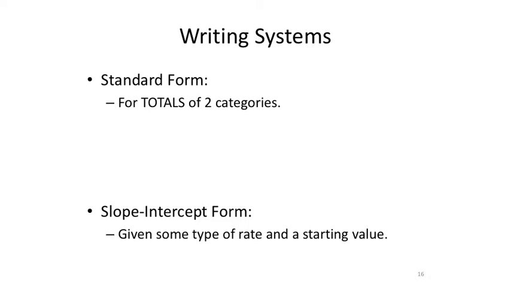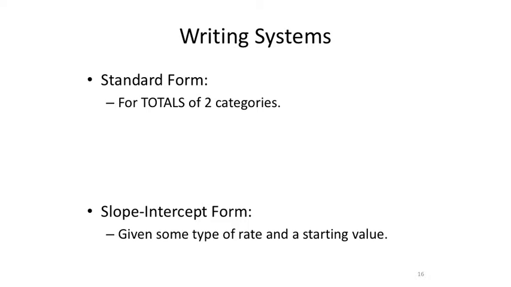But if you want to write them in standard form, usually we're going to end up with totals for two categories, like tickets for children, tickets for adults. We'll see some with chemical usages. Standard form is generally the way that we write them. Now, if we need to write them in slope-intercept form, they'll give us some type of rate of change. That's slope, right? Because that would be rate of change. And then some kind of starting or initial value, which is also the y-intercept.